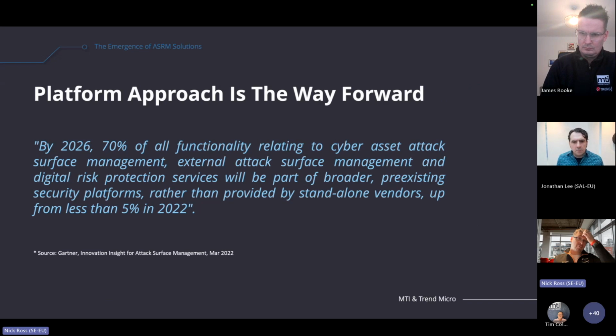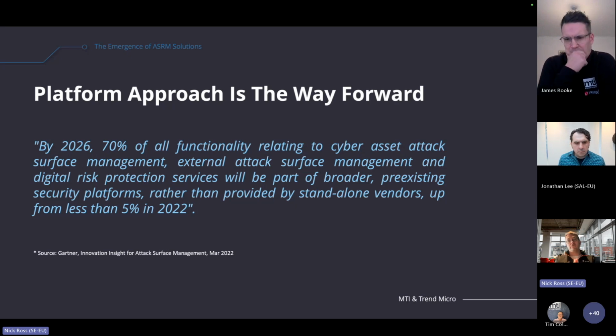The platform approach is a really important one. I think we have a quote here from Gartner that by 2026, over 70% of all functionality relating to cyber attack surface is going to be delivered ultimately through a platform. I think what's really important to make clear about Trend is we are a platform vendor. We have a platform that has some really comprehensive security tooling, not just ASRM available in it, but I think we also recognize that the public sector has invested a lot of money in tools already. They have technology and workflows and processes that they've built around those toolings. The platform for us is not just about replacing technology or rip and replace, but actually it's about linking technologies together to ultimately help you drive better security outcomes.